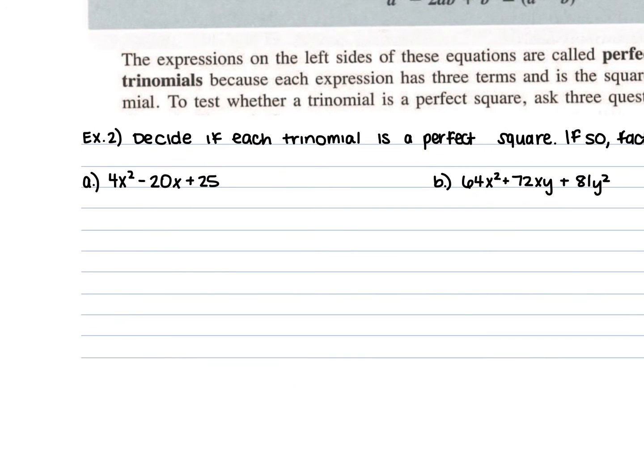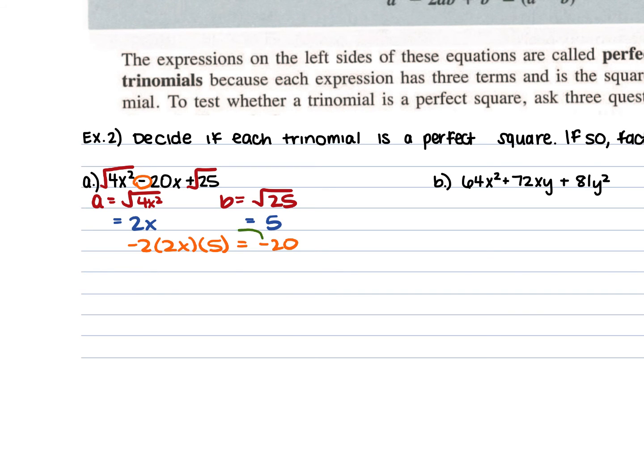For a, we have 4x squared minus 20x plus 25. We see that a would be the square root of that 4x squared. B would be the square root of the 25. So your A is 2x, your B is 5. The sign for the middle term is negative, so if we do negative 2 times 2x times 5, it should give us negative 20x, which in this case it does. So because it is the same, we can just take A minus B and square it. So that's going to be 2x minus 5 squared.